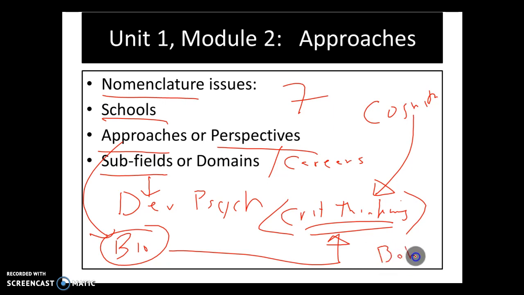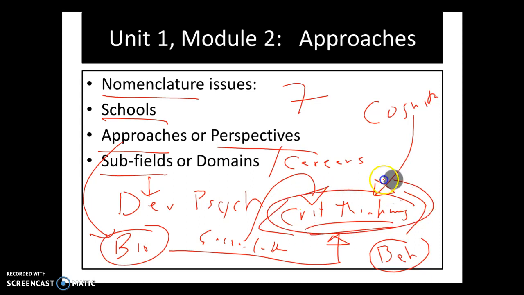Or maybe I am a behaviorist, or maybe I focus on socio-cultural aspects of critical thinking, right? So basically, I can be a developmental psychologist, a subfield of psychology, and I can use a particular lens, an approach to understanding whatever topic, critical thinking, memory, etc., right? Okay, and that's the same for all of those other subfields. I can be an educational psychologist who is a behaviorist, okay? Now, I don't have to be. I can be what's called eclectic and use multiple approaches.